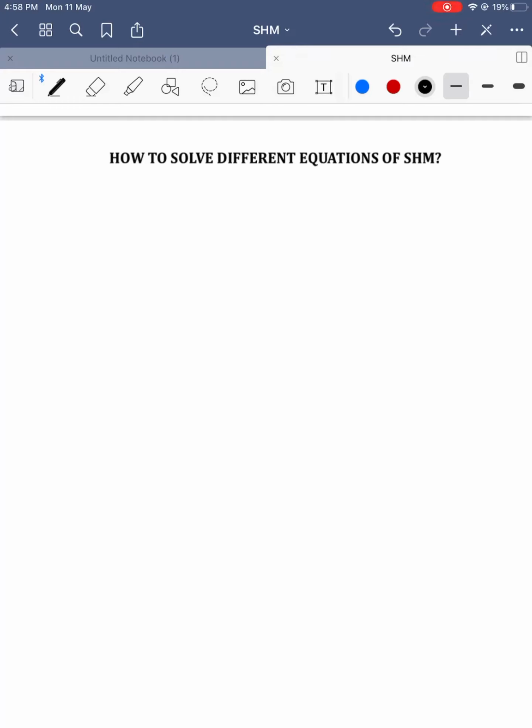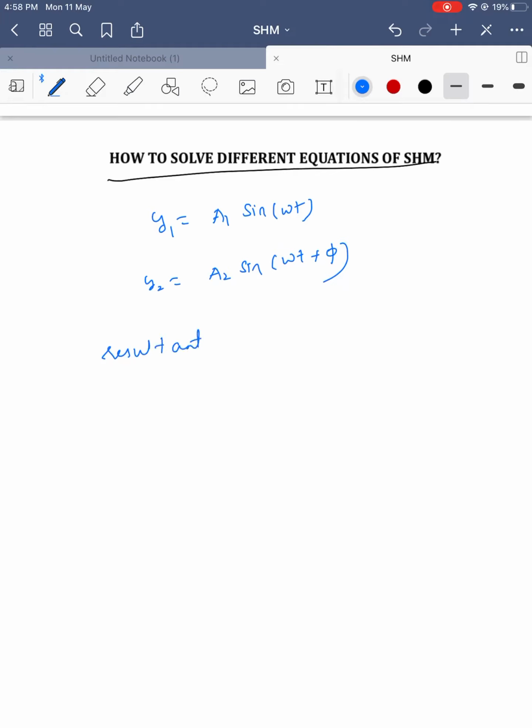Hi students, in this class we are going to see how to solve differential equations in SHM. Say y1 is equal to a1 sin omega t, y2 is equal to a2 sin(omega t plus phi). What is the resultant of these two SHMs? What is the resultant amplitude?